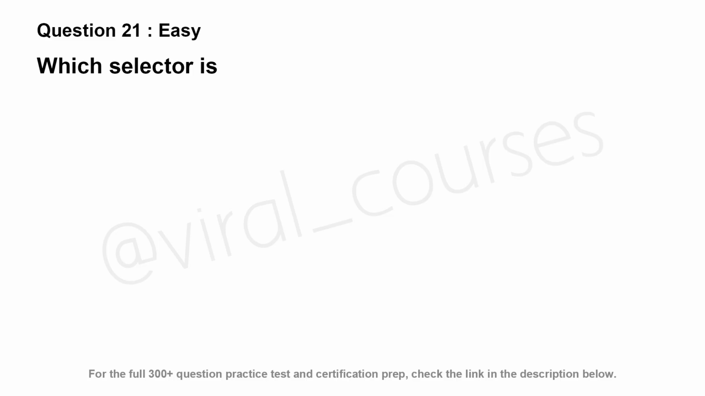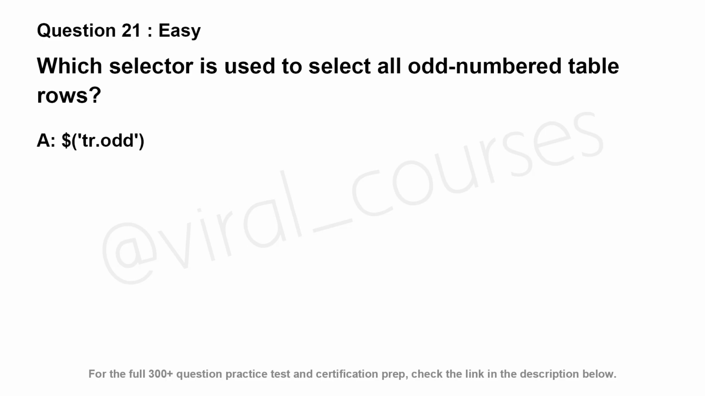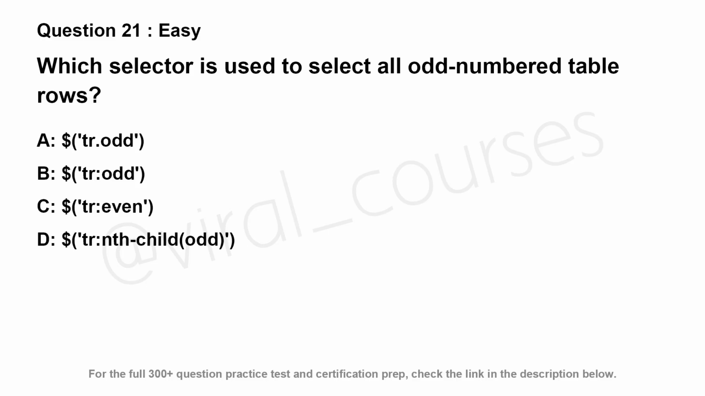Which selector is used to select all odd-numbered table rows? Option A, $('tr.odd'). Option B, $('tr:odd'). Option C, $('tr:even'). Option D, $('tr:nth-child(odd)').